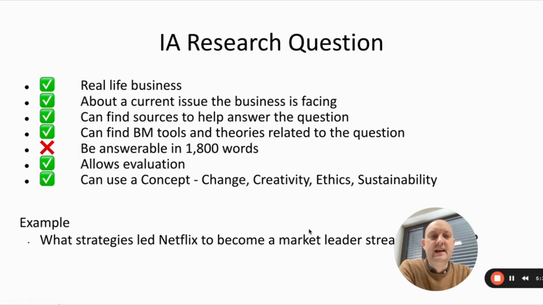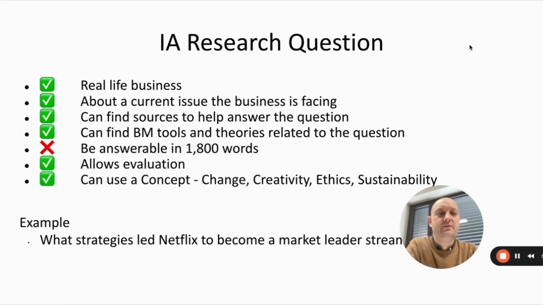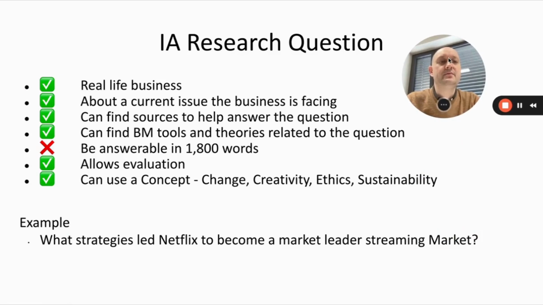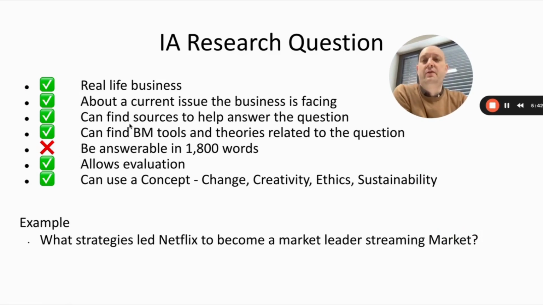So here's my checklist. I've summarized all of that into 7 bullet points. I mean, this is not perfect. There are other things we need to consider, but I think these are the main things. So when you're coming up with research questions, you could go through these 7 things, and then you can decide whether it's a decent research question or not.